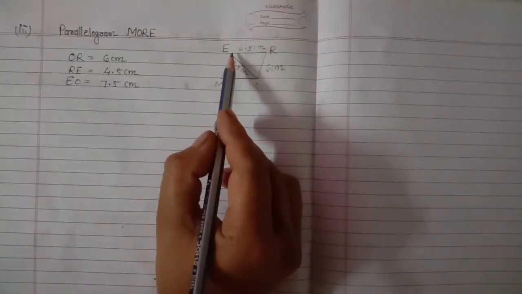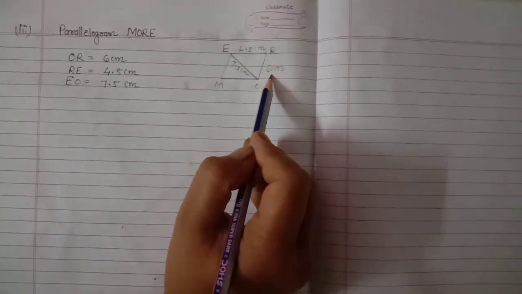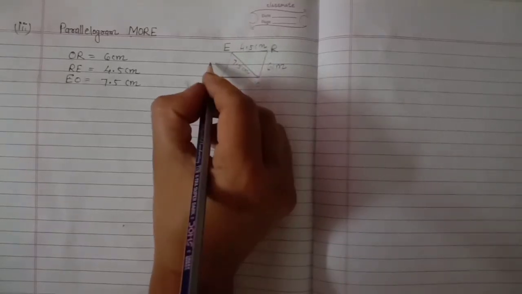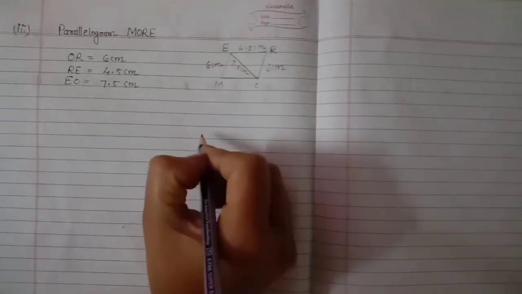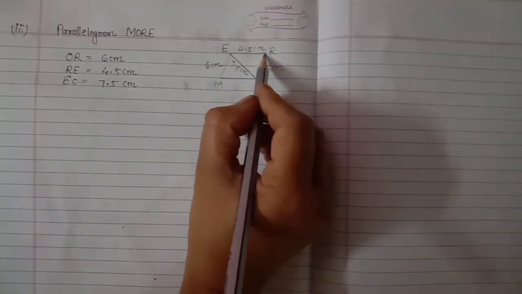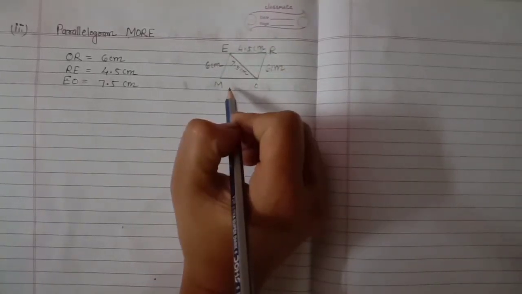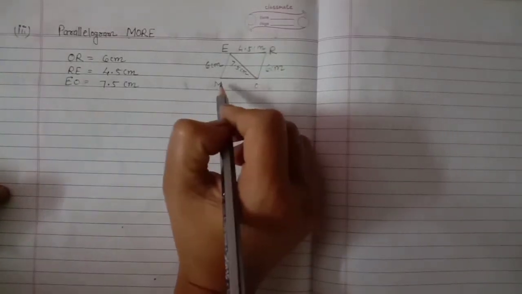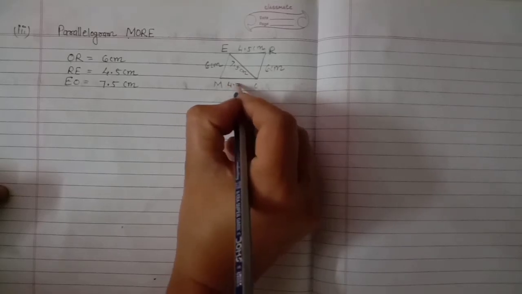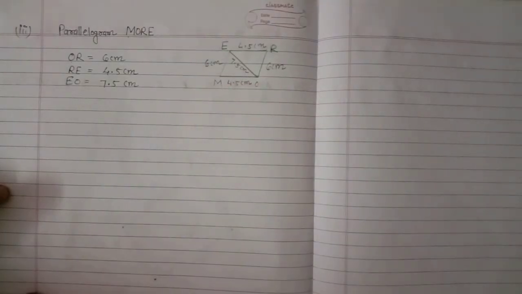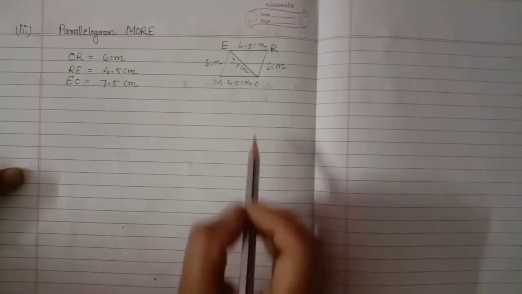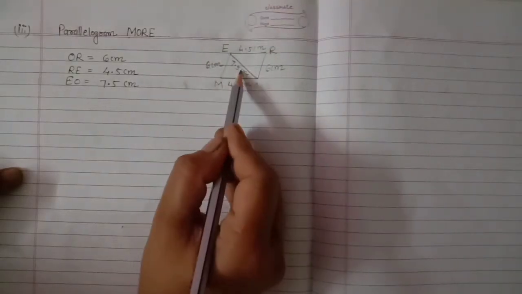Since the length of OR is 6 centimeter, opposite to this, the length of this side EM will also equal 6 centimeter, and the length of this side RE equals 4.5 centimeter. So opposite to this 4.5, MO will also equal 4.5 centimeter. So we use the property of parallelogram, opposite sides are equal. Now we have 5 measurements, 1, 2, 3, 4 and 5.